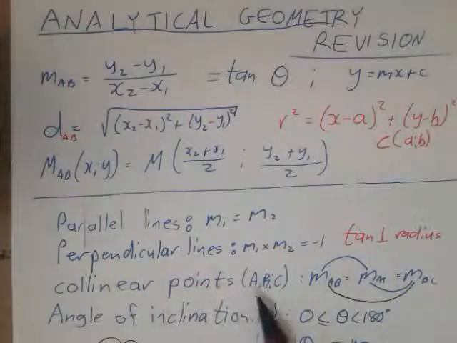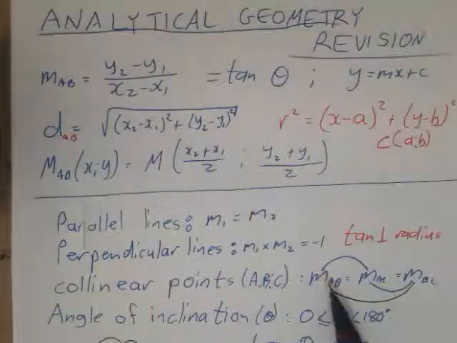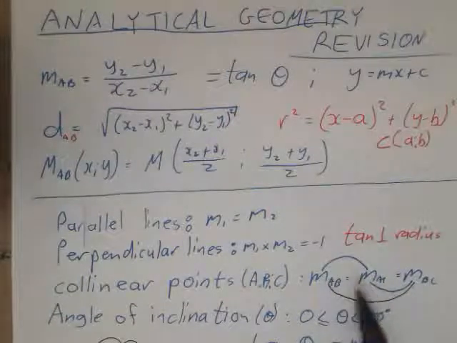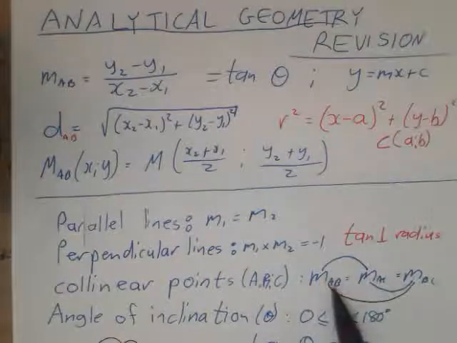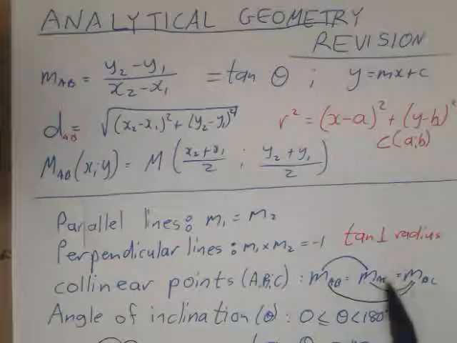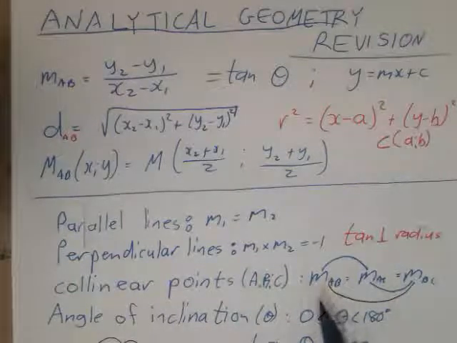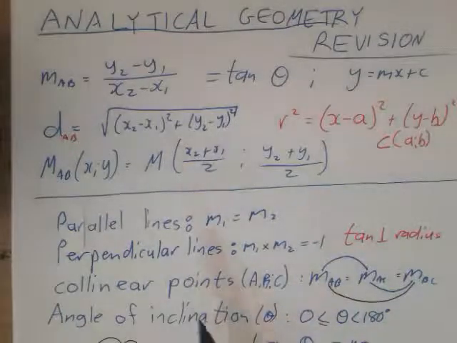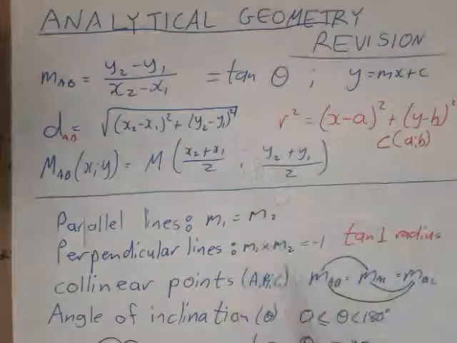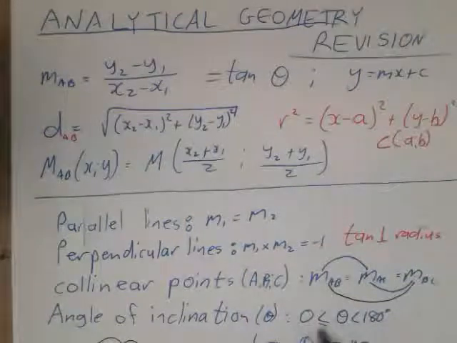Then collinear points is the gradient between 2 points is equal to the gradient of other 2 points. So m_AB equals m_AC, m_AC is equal to m_BC, or m_AB is equal to m_BC. And the angle of inclination is mentioned up above, so that theta is called the angle of inclination, and it will be between 0 and 180 degrees.